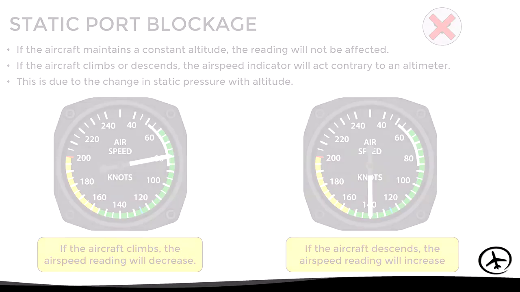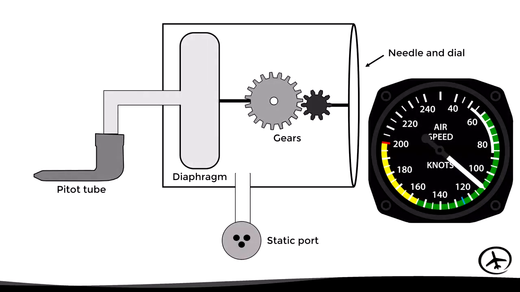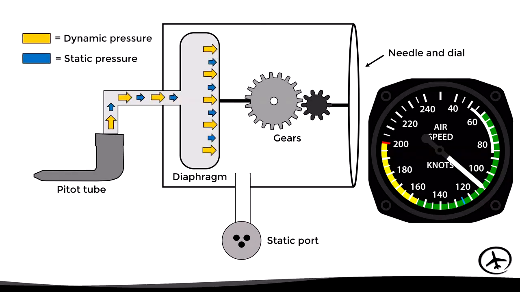Let's see why this happens in more detail. Here we have the airspeed indicator operating normally. Now suppose the static port gets blocked. In this case, the static pressure at the time of blockage will be trapped inside the instrument case, so in other words, the pressure outside the diaphragm will remain constant. Here, as long as the aircraft maintains altitude, the diaphragm will expand and contract normally depending on dynamic pressure changes.